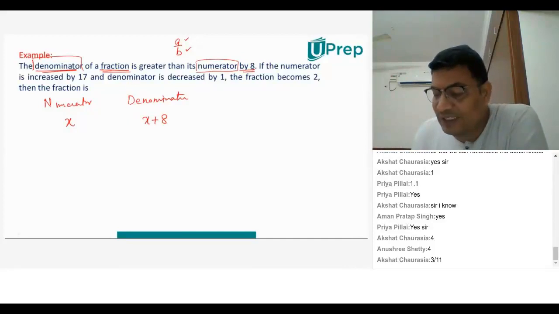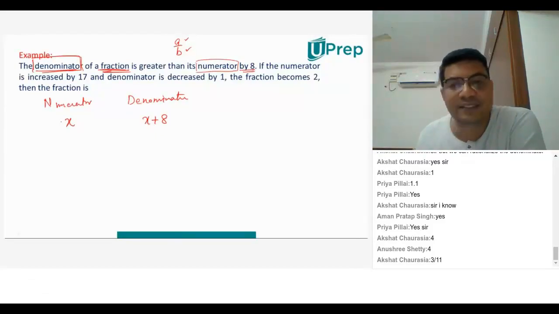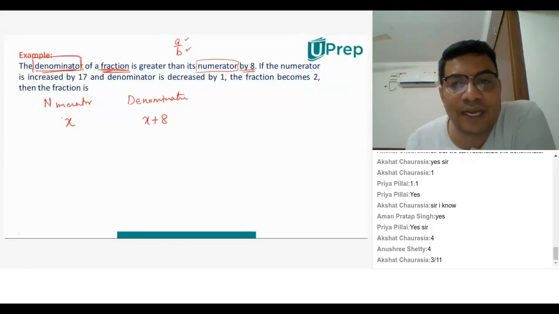So here, when he's saying that the denominator of a fraction is greater than its numerator by 8, if I assume the numerator to be x, your denominator is 8 more than x. So how do you write a number 8 more than x? You write it as x plus 8.